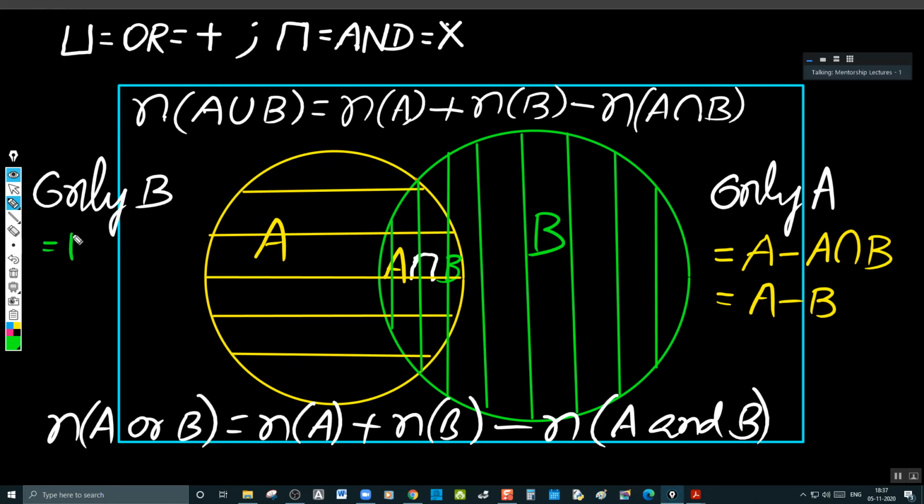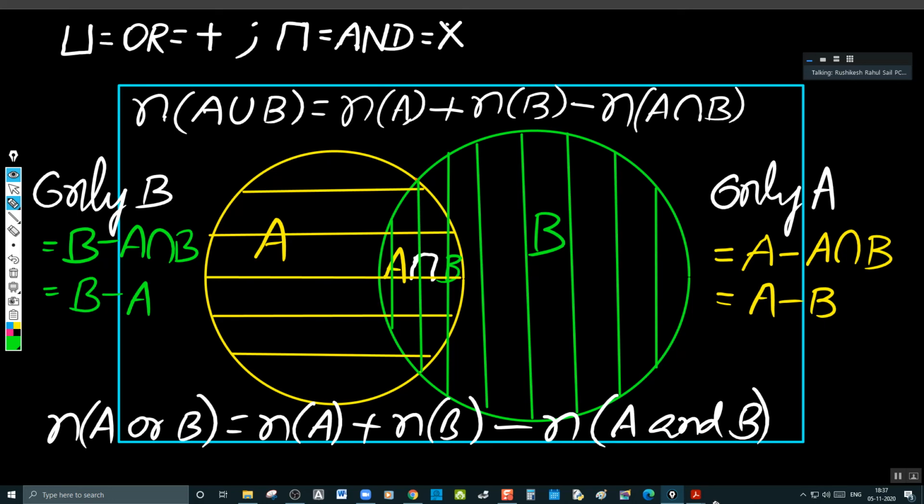So B minus B intersection A, yes, and B minus A, or B minus A. Both are same. This is what you have to understand, please. This is what you have to understand.